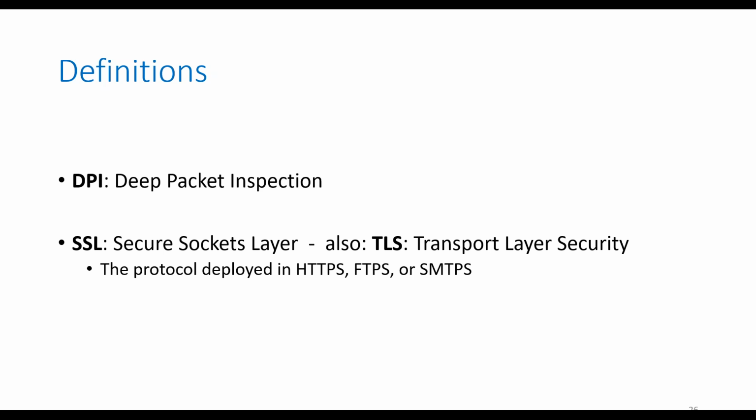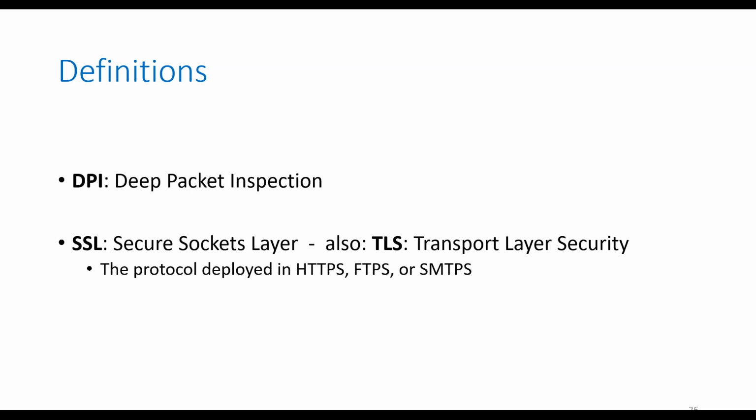DPI means deep packet inspection. This is the process of scanning all the way into a packet, into the data portion, and making sure that it doesn't contain any malicious data. Deep packet inspection looks deep into the contents of a packet to make sure there's nothing malicious inside. SSL stands for Secure Sockets Layer. Also, TLS is another alphabet soup, Transport Layer Security. These are the protocols that are deployed when making an HTTPS, FTPS, SMTPS connection. So SSL basically stands for encrypted.